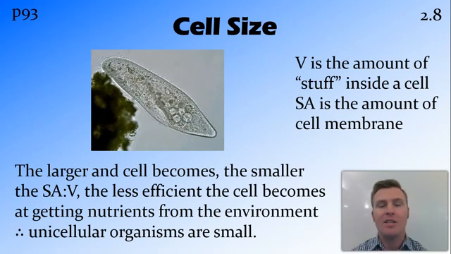So the larger that a cell becomes, the smaller the surface area to volume ratio, meaning the less efficient the cell becomes at getting nutrients from the environment. So there's less surface area, less membrane, but there is more volume, more actual things that need those nutrients. And this is the reason that unicellular organisms are all small, and that anything bigger than a unicellular organism has to be multicellular. So you have to have multiple cells with each of those having its own surface area or its own cell membrane to decrease that surface area to volume ratio.